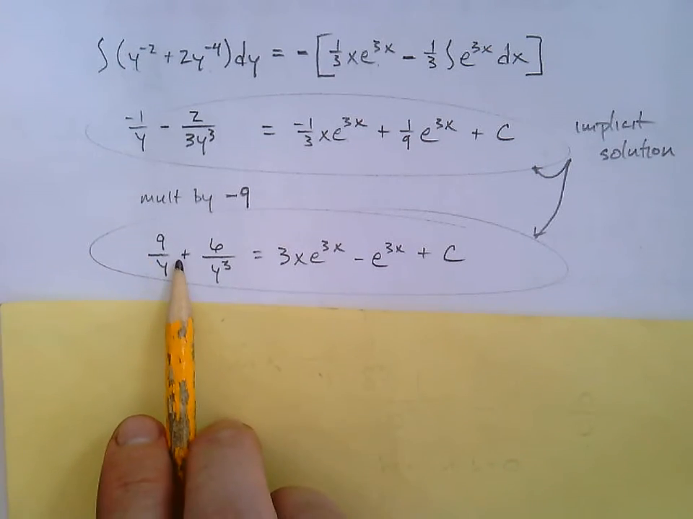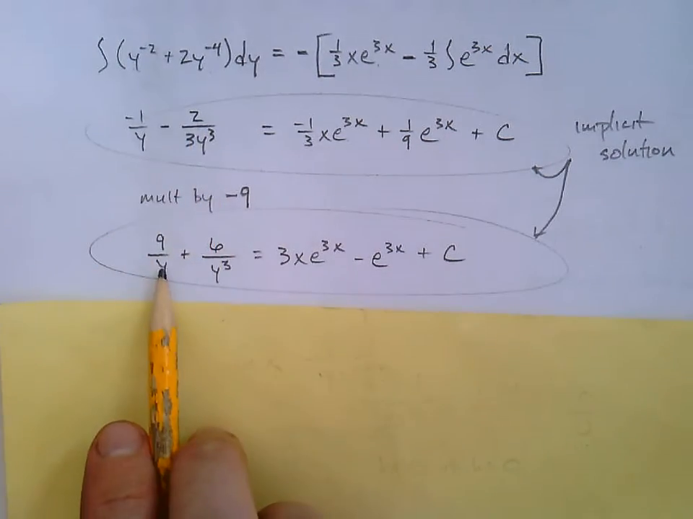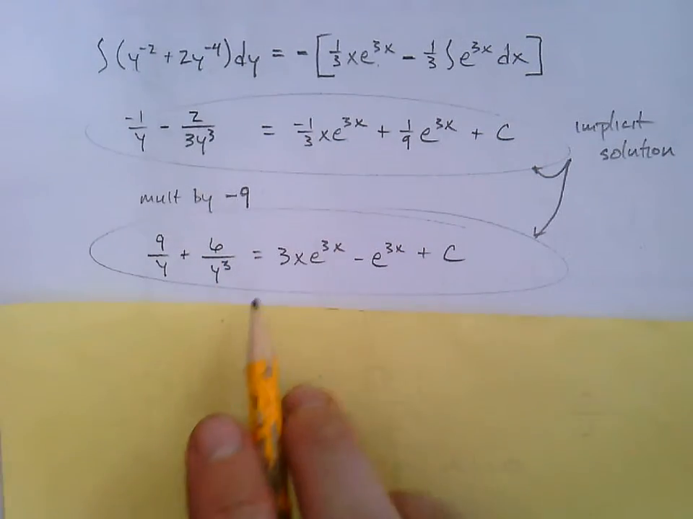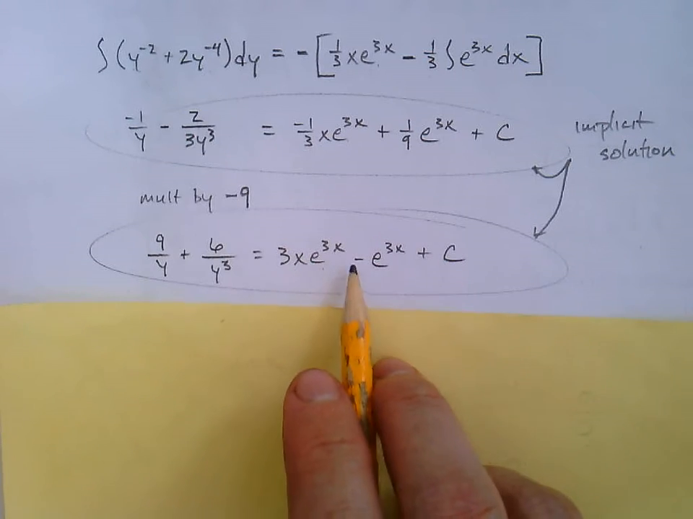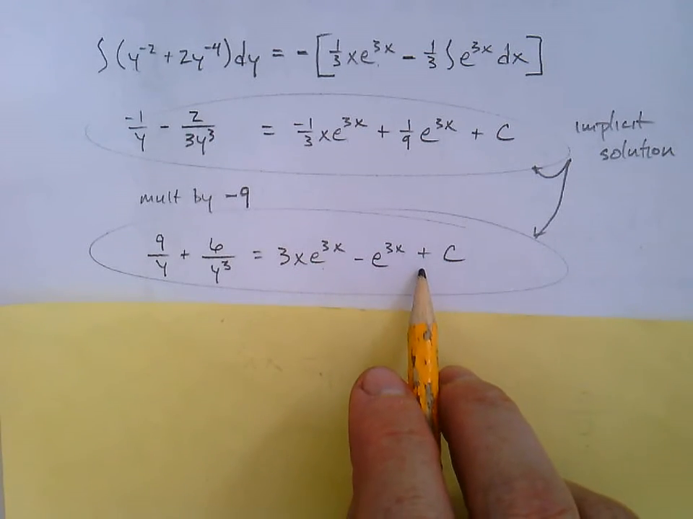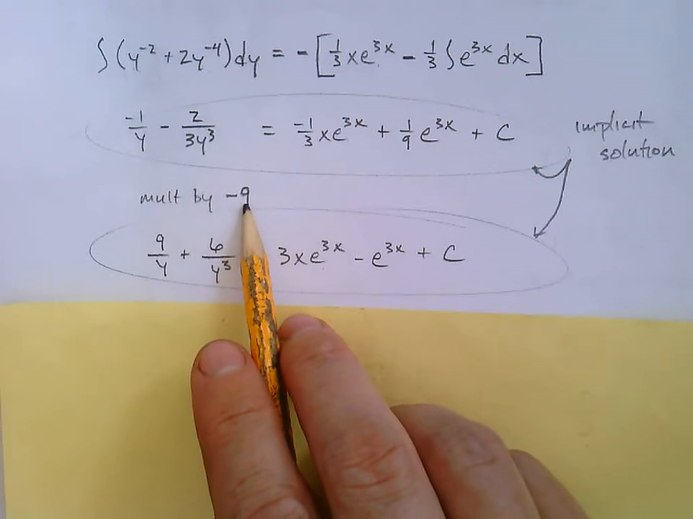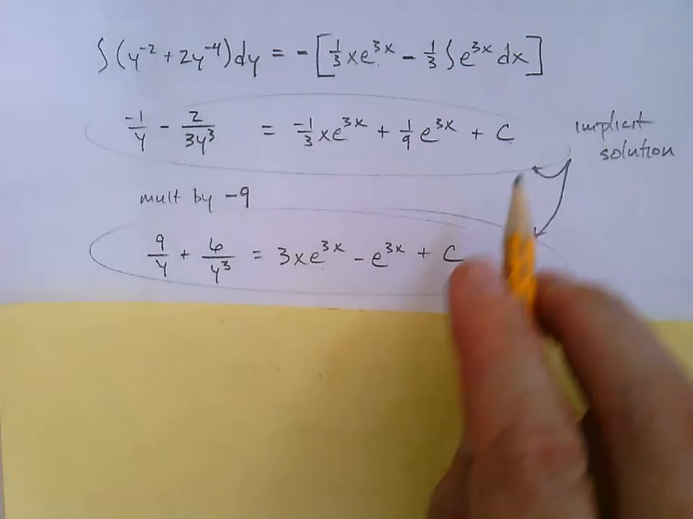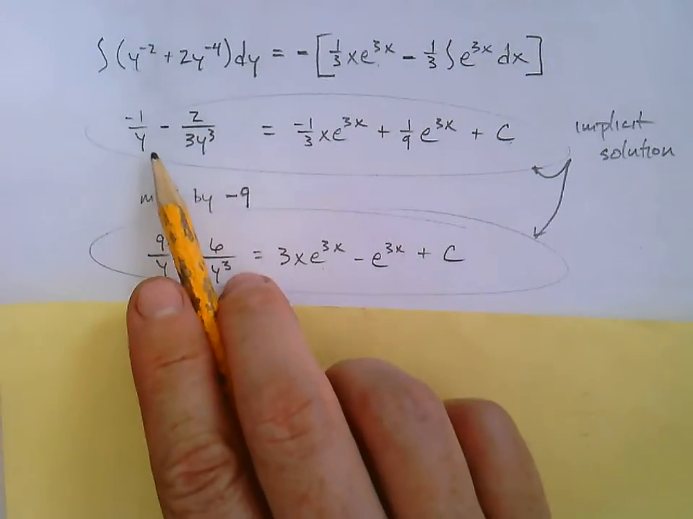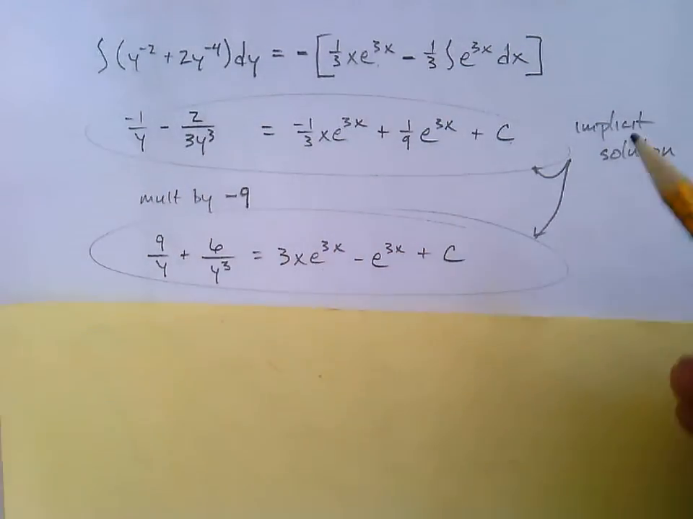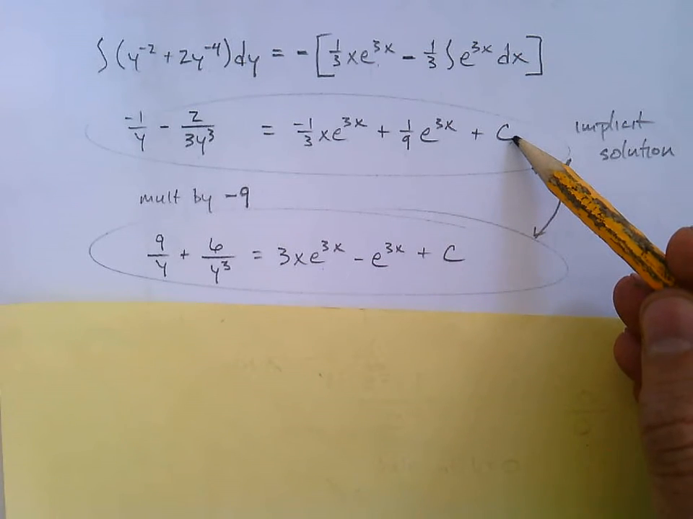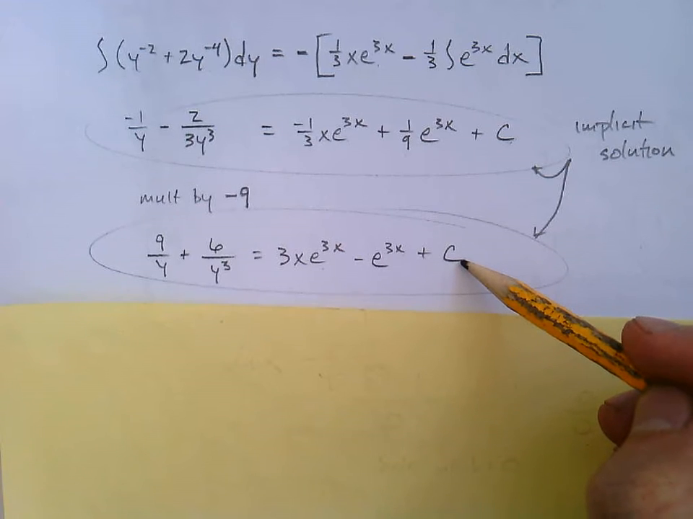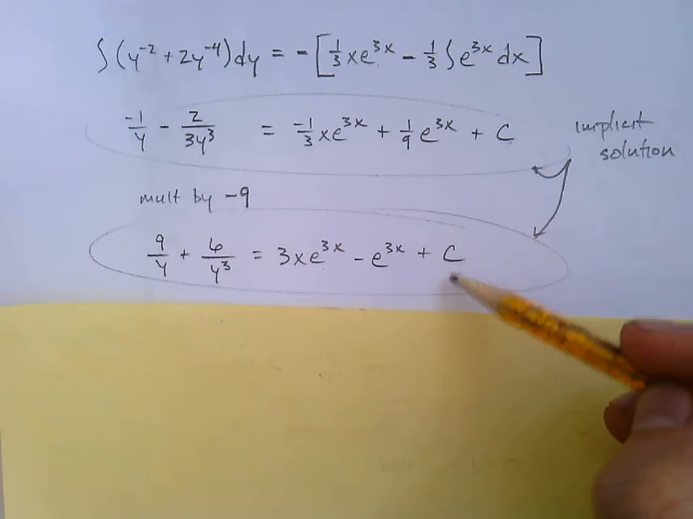9 over y plus, and then the 2/3 times -9, right? Plus 6 over y to the third, and still multiplying by -9, 3e to the 3x minus e to the 3x plus c. Oh, okay, so we did multiply the c by -9. It's easy to think, well, what about the c? We did multiply the c by -9. But what's an arbitrary constant multiplied by -9? Just another arbitrary constant.